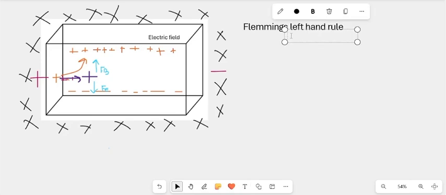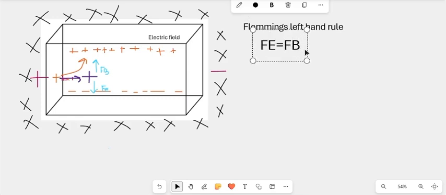In that case, we will say FE is equal to FB. The electric force is equal to the magnetic force. Now, what is electric force equal to? The electric force is equal to QE. This is the formula that we learned back in the electricity chapter as well, that electric force is equal to Q into E, where E is the electric field. Electric field is F over Q, so F is E into Q, equals the magnetic force.